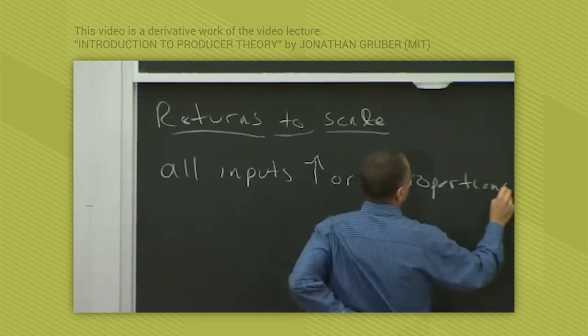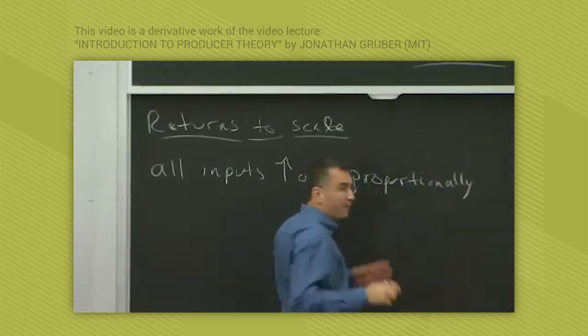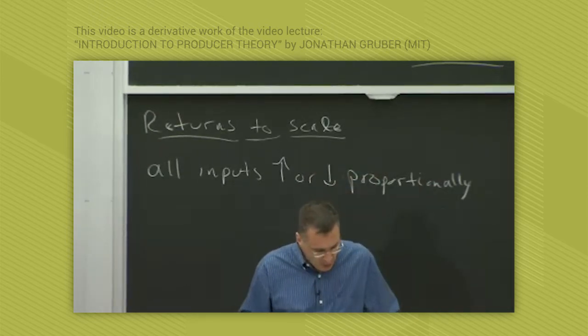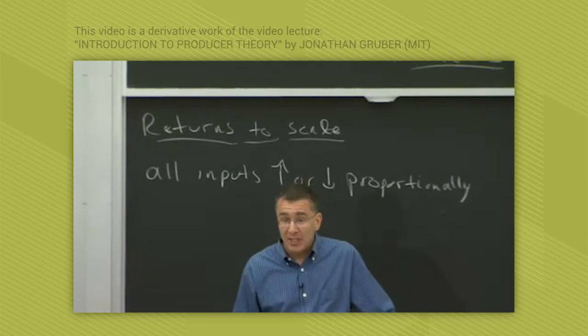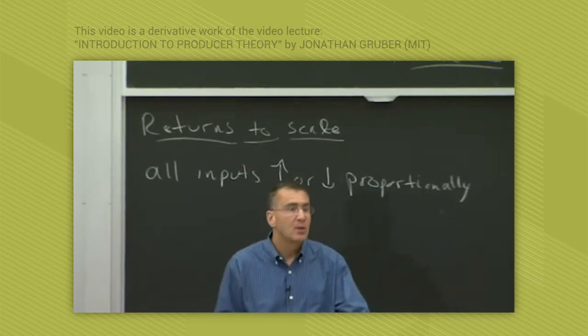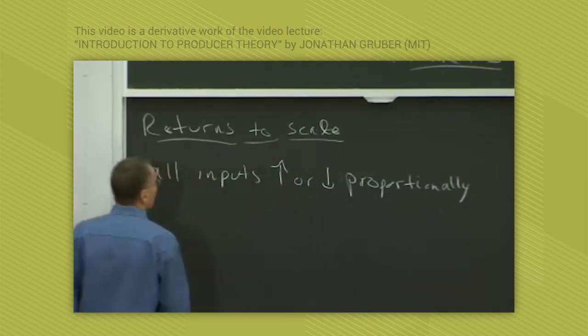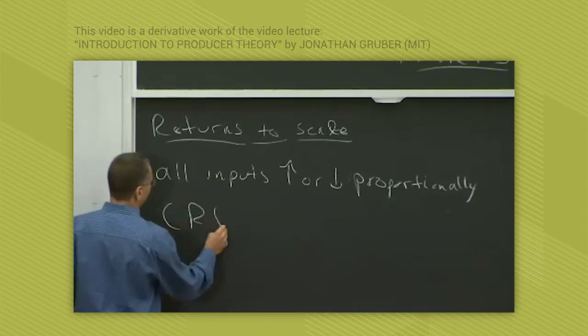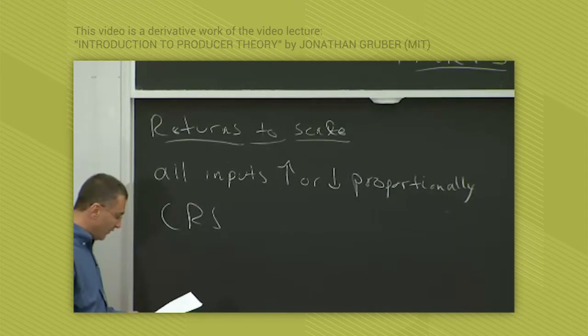This is an interesting case because it's like, what if we just make the firm half as big? What happens? Well, the answer is it depends on the production process. Some production processes will exhibit what we call constant returns to scale. This is a convenient form.